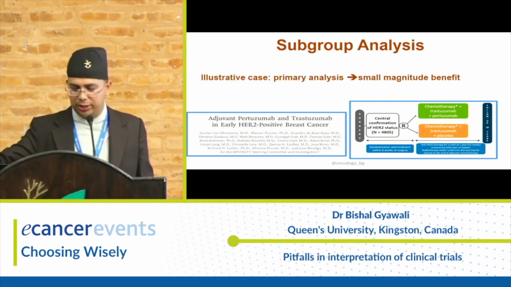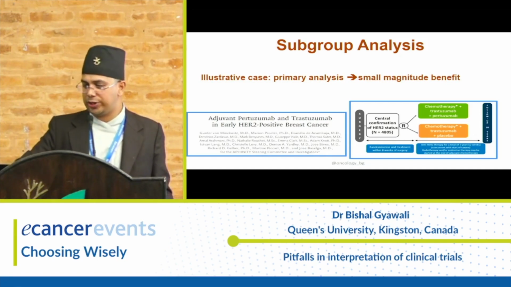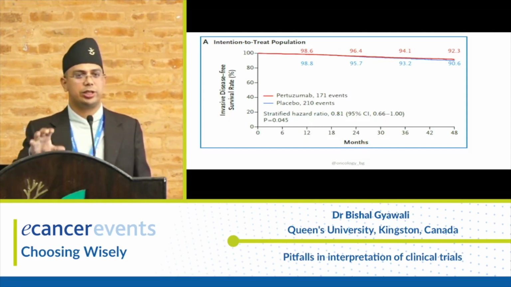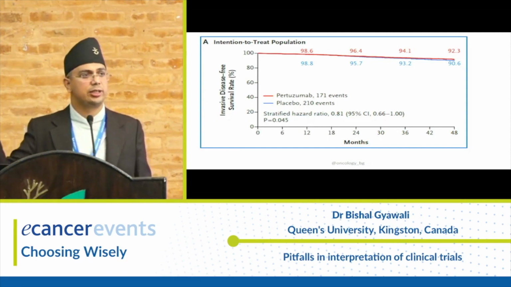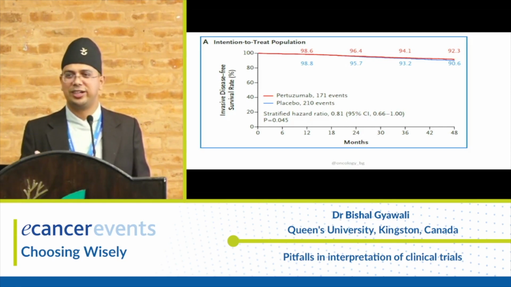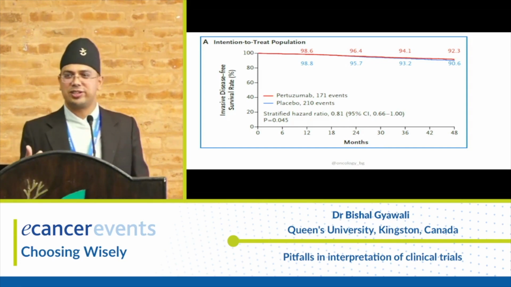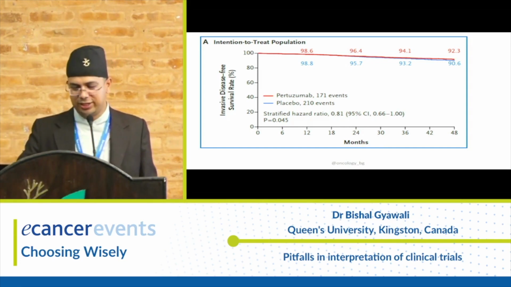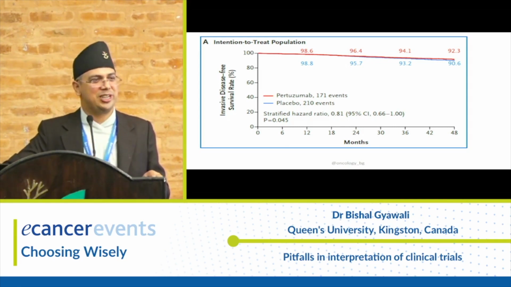One example is the APHINITY trial, the adjuvant pertuzumab trial in HER2-positive early breast cancer. This is what they found in the intention-to-treat, the overall population. Can you even see that there are two lines here? There is a red line and a blue line. That means this drug is so marginal that you can't even appreciate that there are two lines. But it has a p-value of 0.045. It's less than 0.05. Eureka, got approved.